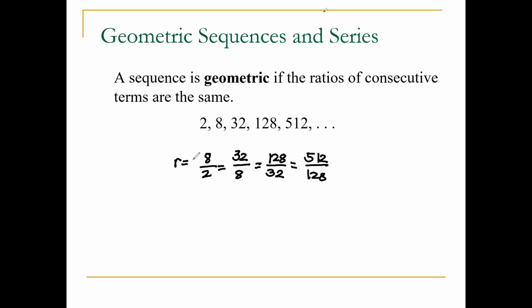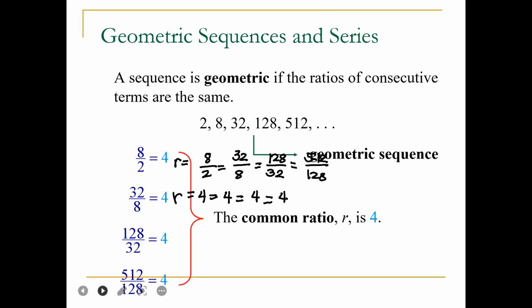Are they equal? 8 divided by 2, the answer is 4. 32 divided by 8, the answer is still 4. 128 divided by 32, the answer is 4. And 512 divided by 128, the answer is 4. So they have a common ratio, class, which is 4. By the way, this is an example of an infinite geometric sequence, since we have here ellipses. Again, we have the same answer: the common ratio is equal to 4.